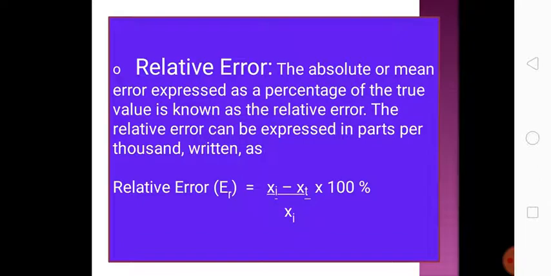And what is relative error? The absolute or mean error expressed as a percentage of the true value is known as the relative error. The relative error can be expressed in parts per thousand, and it is denoted by ER. The mathematical representation of relative error is xi minus xt, divided by xt, multiplied by 100 percent.